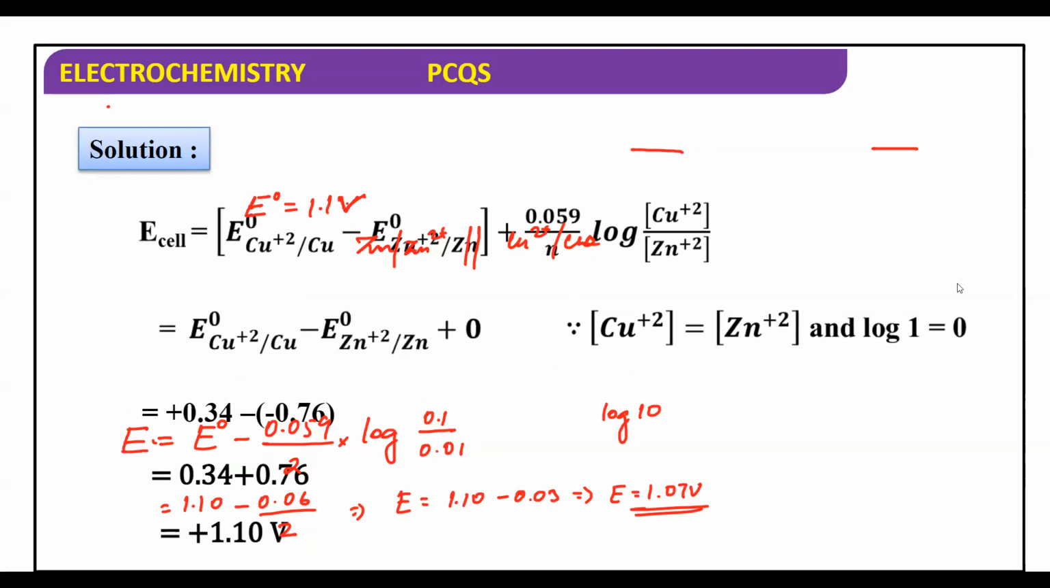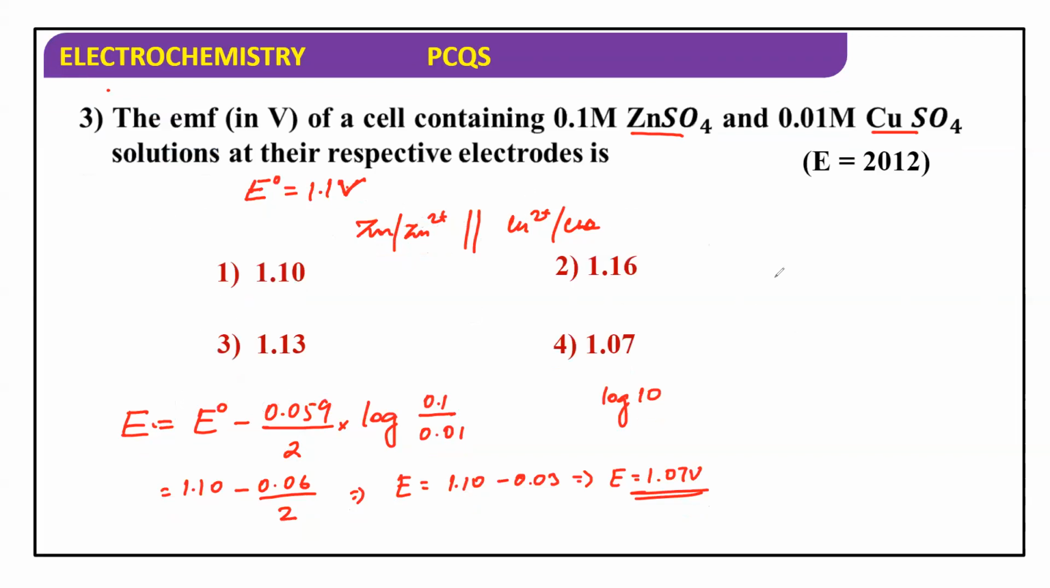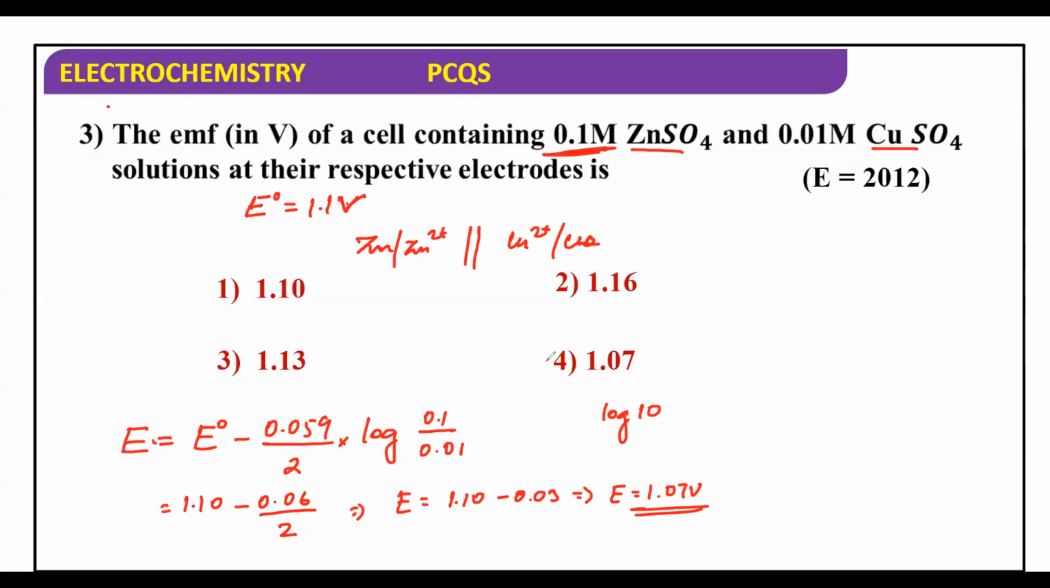Here they have given 1.10. I think there is some mistake in the question, because they are saying that the concentration of copper and zinc is the same, but that was not the case. The concentration of copper and zinc was not the same. It's 0.1 and this is 0.01, right? So according to this data, it's going to be the fourth one. If it was equal, then obviously log 1 will be 0 and it will be equal to E naught.